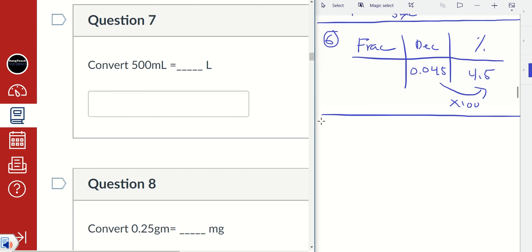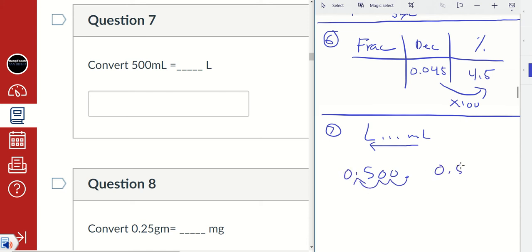All right. How many spaces left or right? mLs to liters is 3 to the what? Is that right? No, it's left. Yeah, you got to be careful. That's 1, 2, 3. Make sure you document it as 0.5.